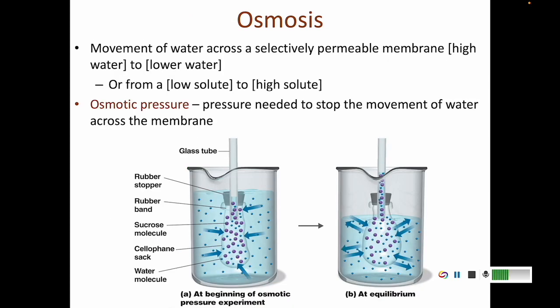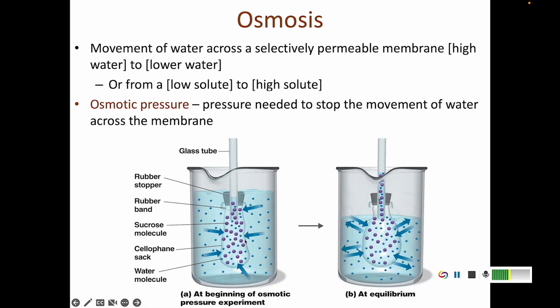Osmosis is the movement of water. So water is going to go from a high water concentration to a low water concentration. Although we don't often think of it like that, we think of it in terms of salt concentration. So water is going from a low salt or low solute concentration to a high solute concentration. So I think of it as water follows the salt. Water follows the sugar. Water follows the stuff. Whatever stuff is dissolved in water, that's where water is going to move to.